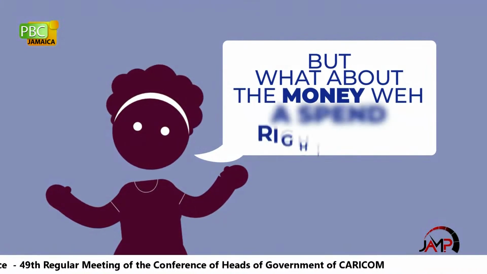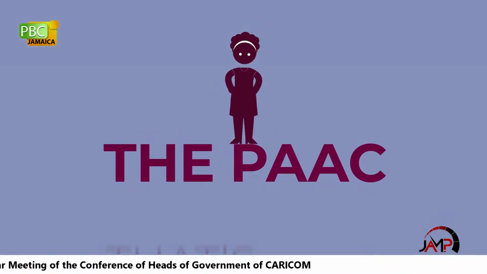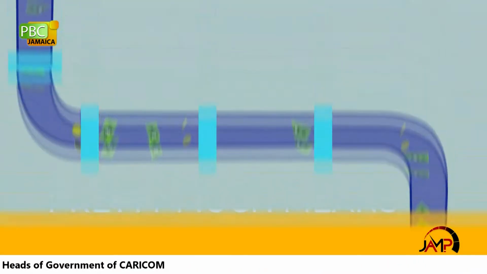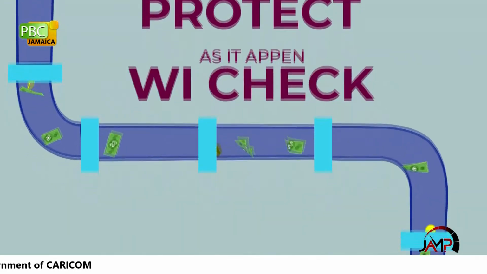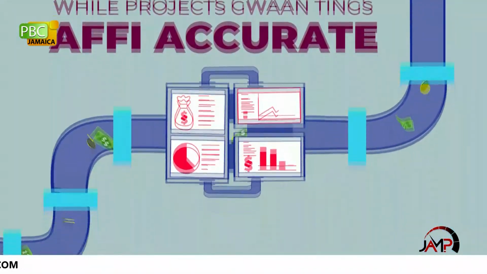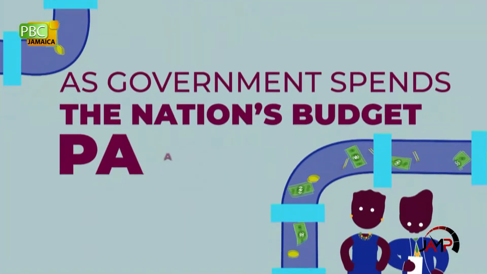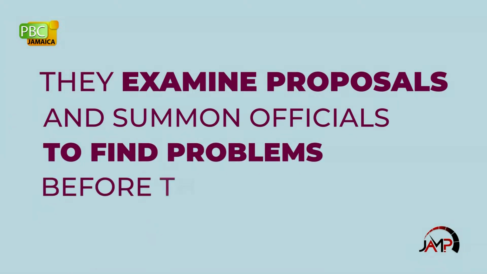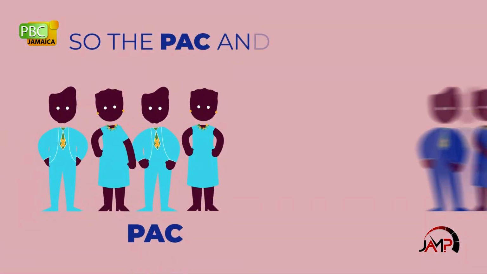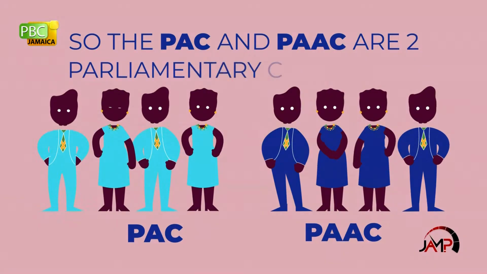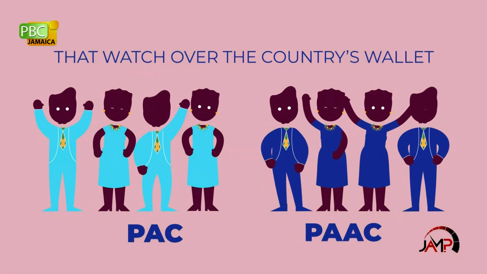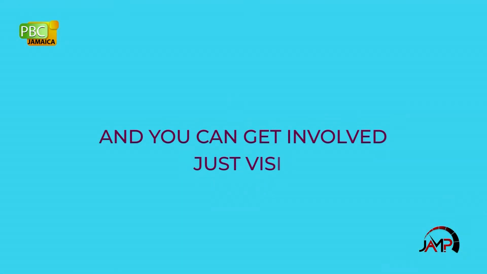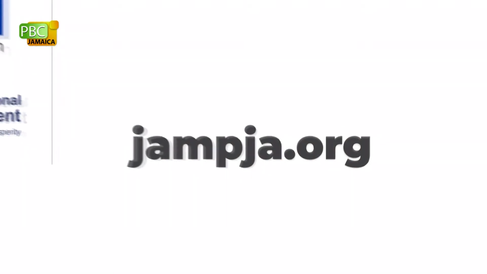But what about the money we are spending right now? The PAAC, the Public Administration and Appropriations Committee, pretty much means your money will be protected as it happen. We check while projects go on that things are accurate. As government spend the nation's budget, PAAC reviews it. They examine proposals and summon officials to find problems before them use it. So the PAC and PAAC are 2 parliamentary committees that watch over the country's wallet to protect the budget and keep it in check. And you can get involved. Just visit jampja.org.